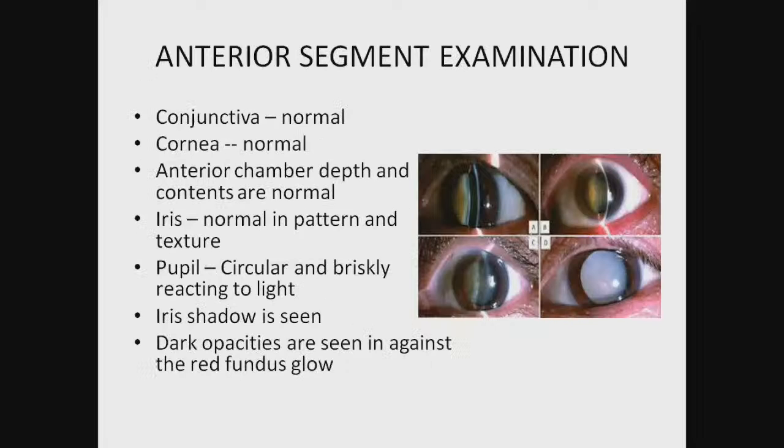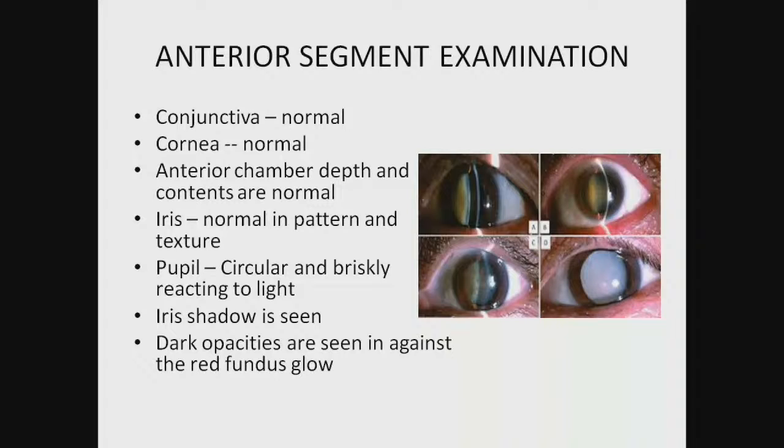Digital intraocular pressure was normal, so this rules out glaucoma as a cause. Then the conjunctiva is normal, no congestion. Cornea, meaning size, shape and transparency, is normal. Anterior chamber depth is also normal. There is no abnormal content in the anterior chamber, like blood or any other foreign body.